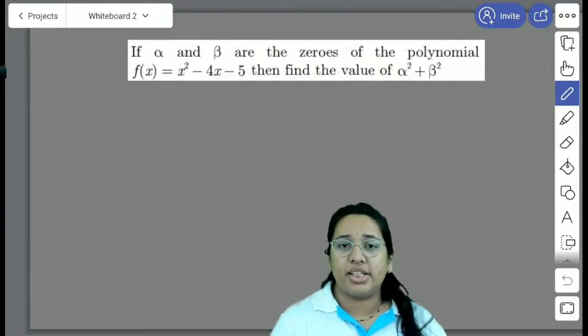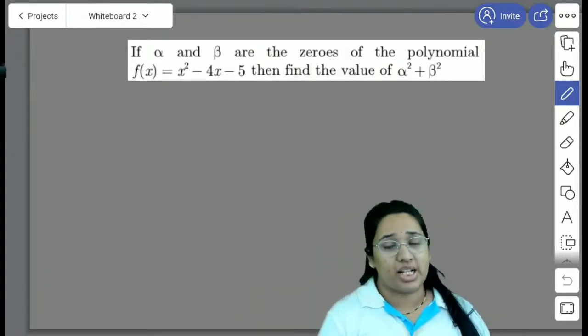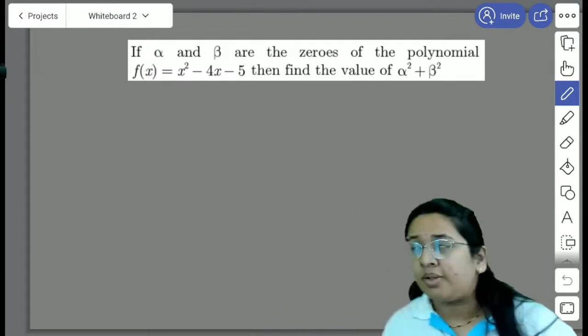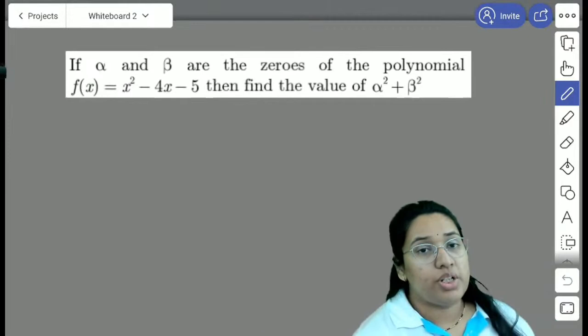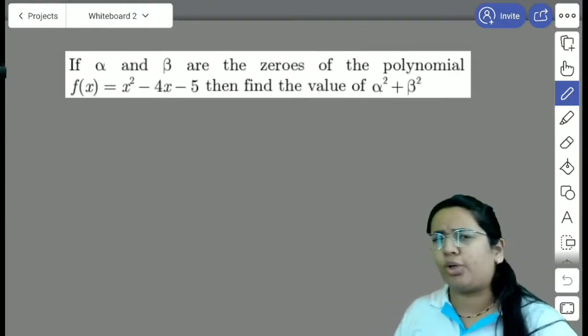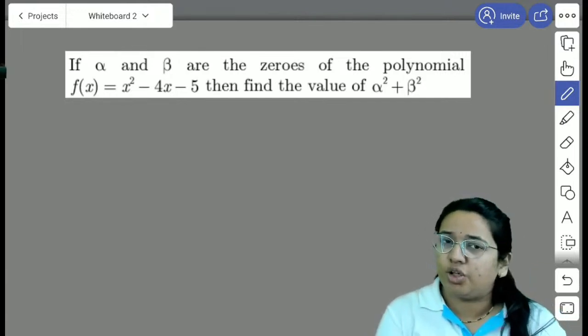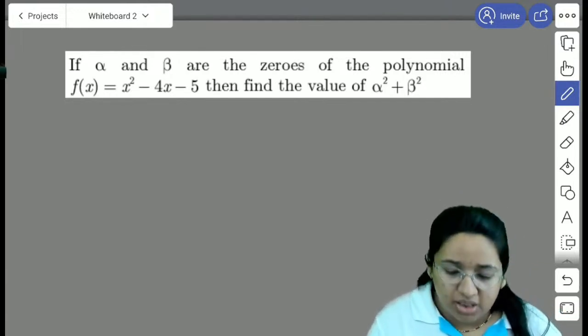So in the next lecture, yes, this will be our last lecture for today's session. In the next lecture, we'll just see one short video for another important chapter which has good weightage in your board exam, that is arithmetic progression.